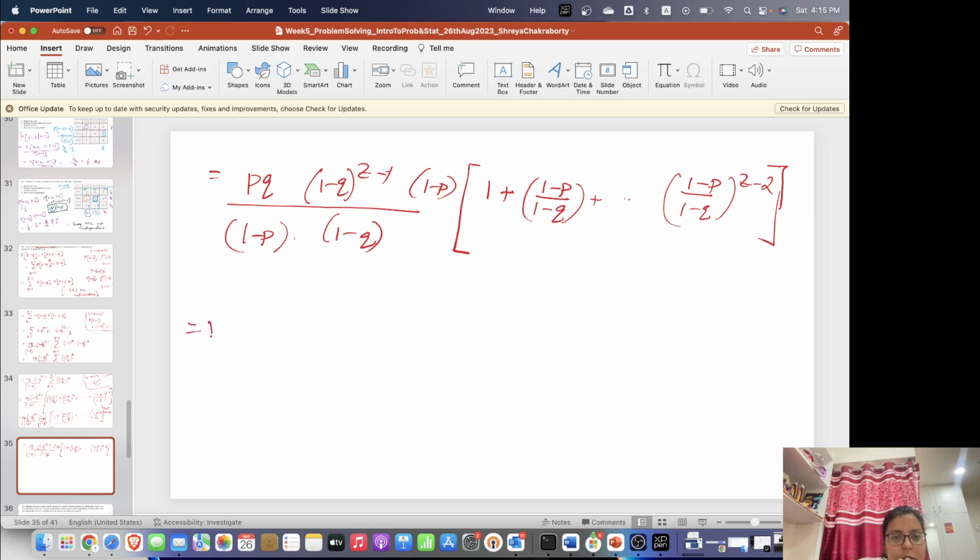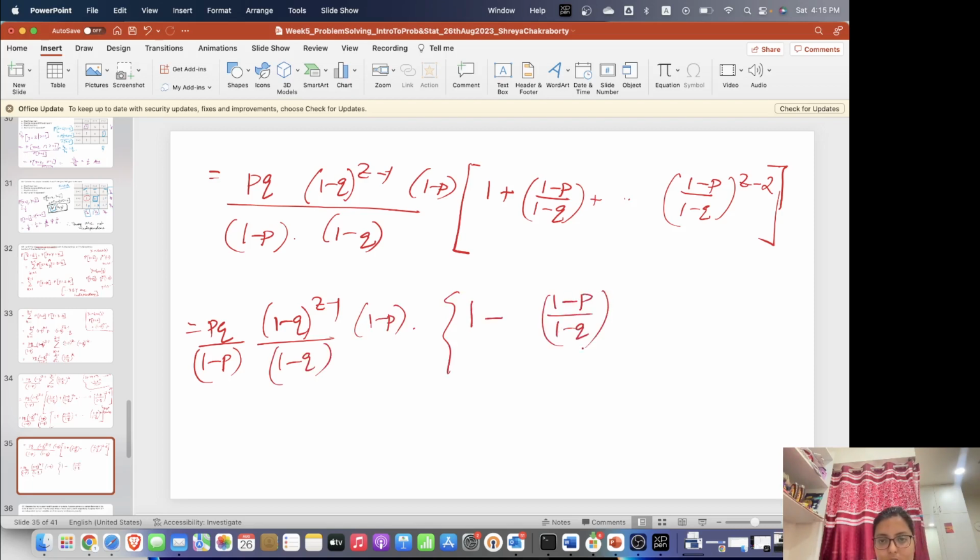So this one was pq by 1 minus p, 1 minus q to the power z minus 1 by 1 minus q, 1 minus p, 1 minus p by 1 minus q to the power z minus 2. This should be z minus 2 or z minus 1? In general, it is r to the power n, or r to the power n minus 1? I think it's n minus 1. I'll just confirm, one second.